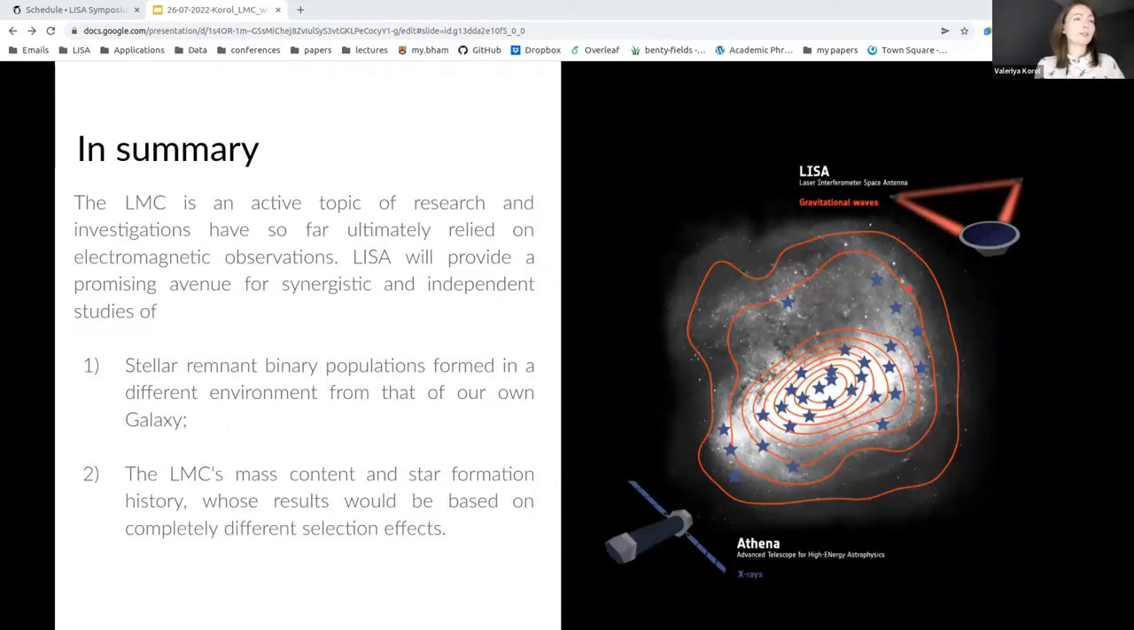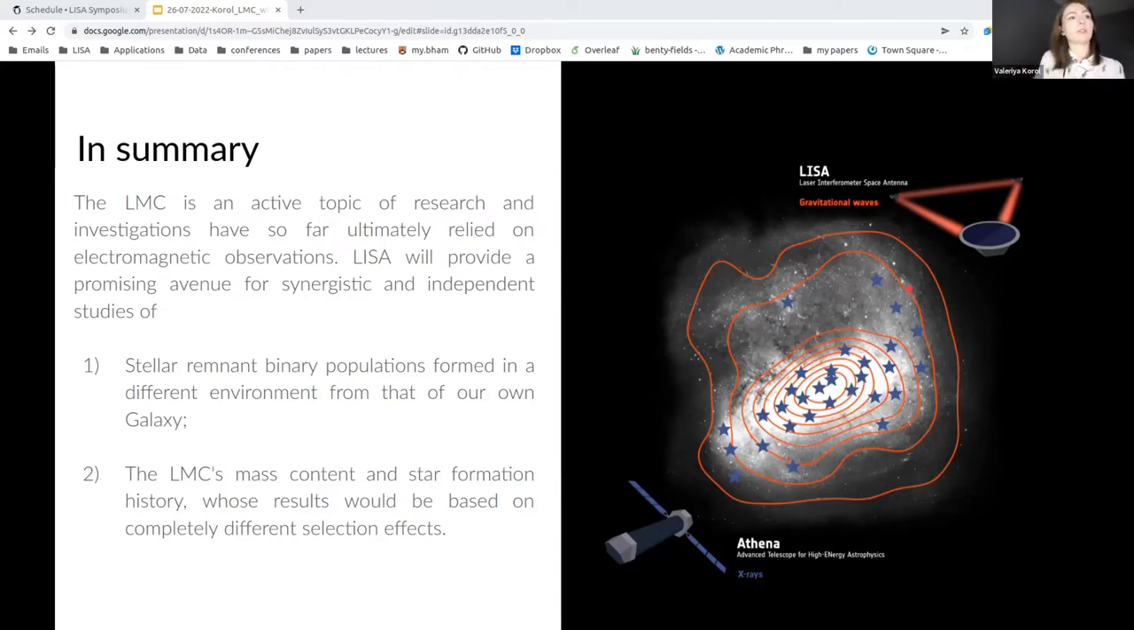And basically, let me tell you that we are now living in times in which the LMC is an active topic of research. However, all studies so far relied on electromagnetic observations, while LISA will provide us a new promising avenue for synergetic and independent studies of the population of stellar remnant binaries.